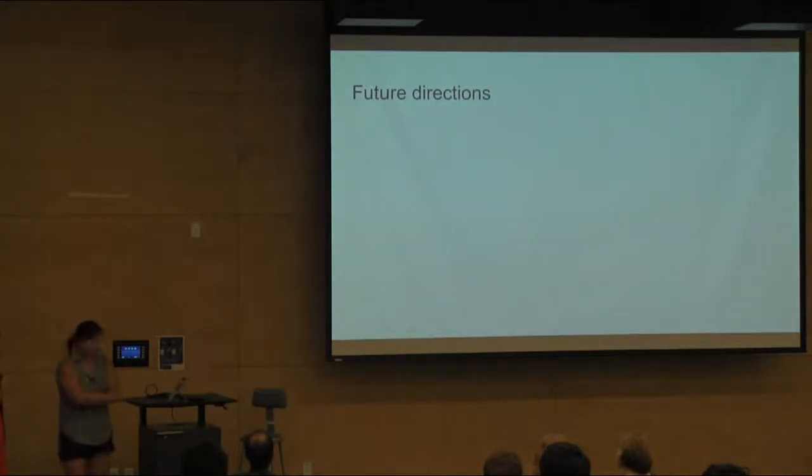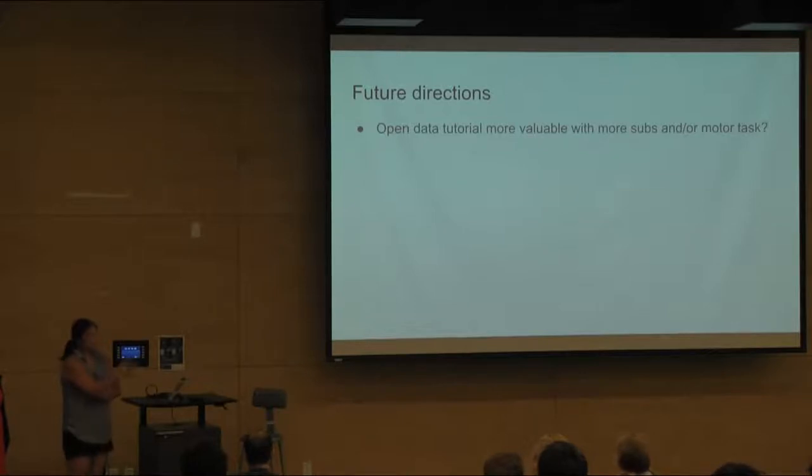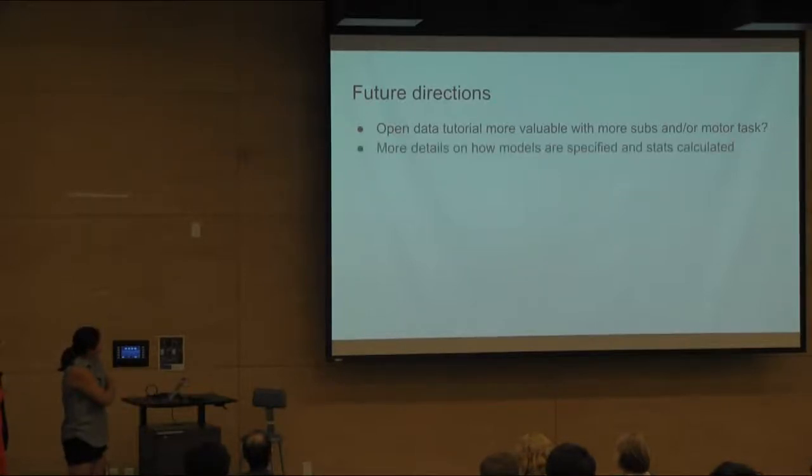Alright, so future directions. This is what people want to get feedback on. Right now the tutorial is just for 4 subjects on the verbal production task. We're considering remaking it to have all 10 subjects just to make the results a little more robust for people to look at, and potentially using Chris's motor task as we expect that to elicit even more robust activity. As I mentioned before, more details on how the models are run and how the stats are pulled out from there.